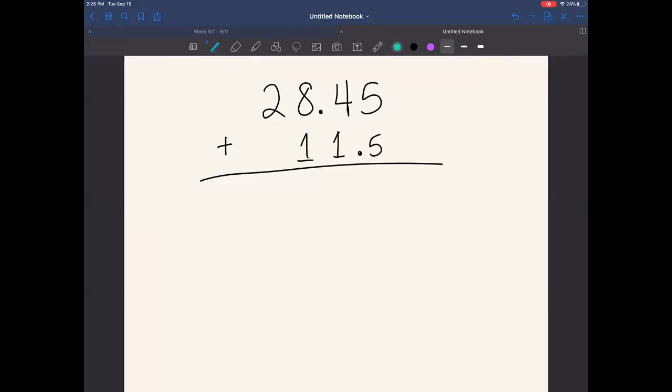So I'm going to do the first part, which is the 5. So 5 times 5 is 25, so I put my 5 at the bottom, and I carry my 2. 5 times 4 is 20. 20 plus 2 is 22, so I'm going to put my 2 at the bottom, carry my 2 over. 5 times 8 is going to be 40, plus that 2 is 42. And then 5 times 2 is going to be 10. And then once you get to the 10, you add 4. So it's going to be 14.